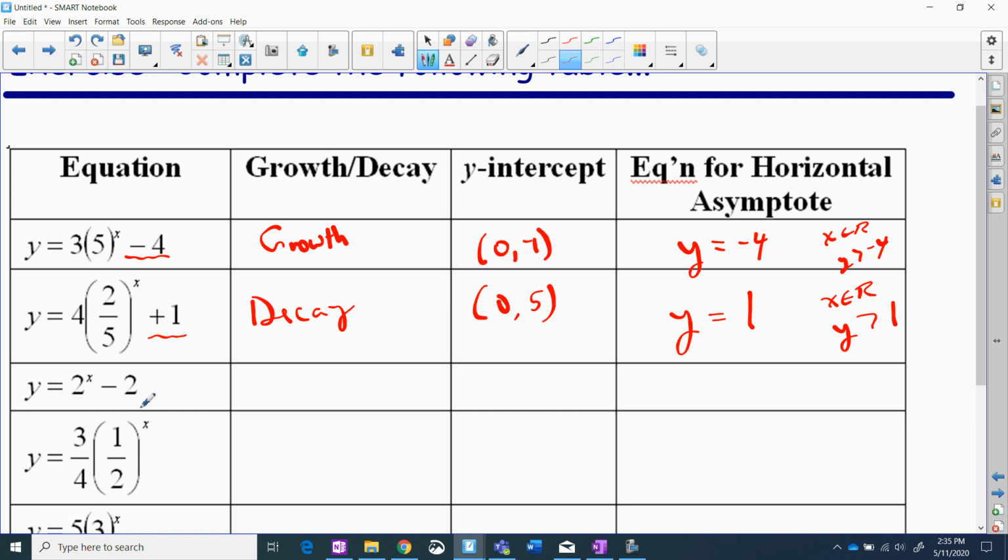2 to the x minus 2. Your base is 2. That's growth. What is the y-intercept? So if we filled 0 in for x, 2 to the 0 would be 1. Subtract 2 would be -1. You have a vertical shift of down 2. Your horizontal asymptote is y equals -2. X could be any number. All the y values, there's no reflection, would be above your horizontal asymptote of -2.